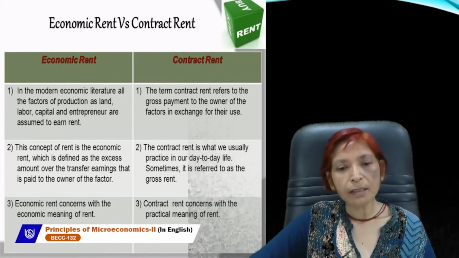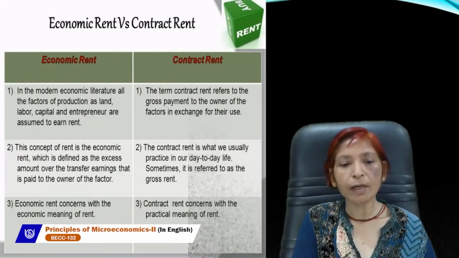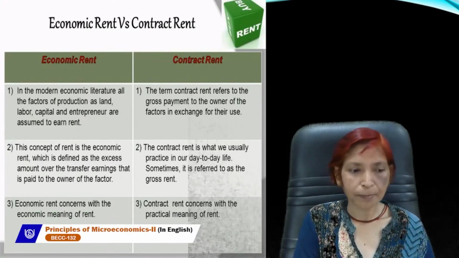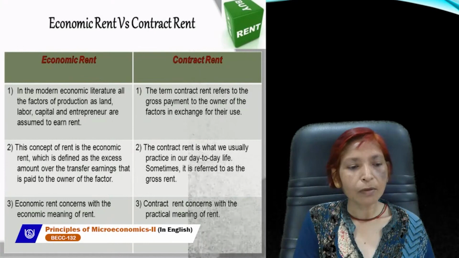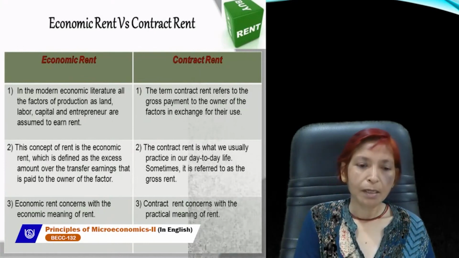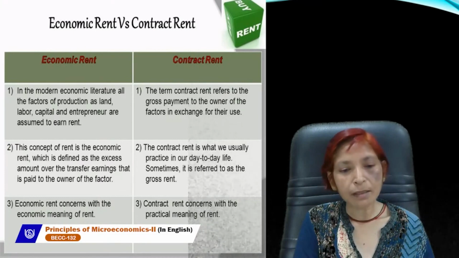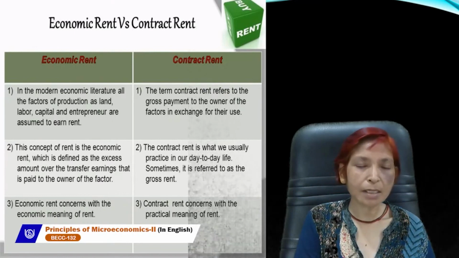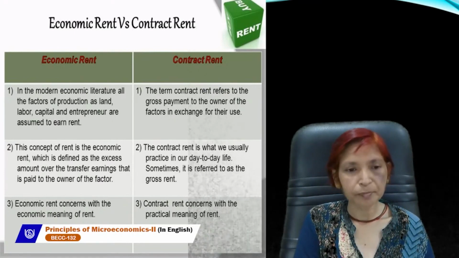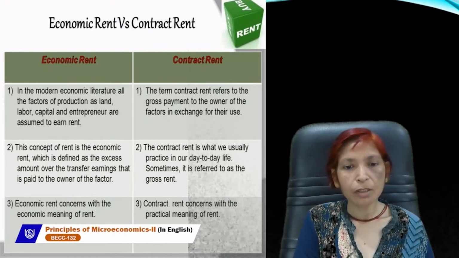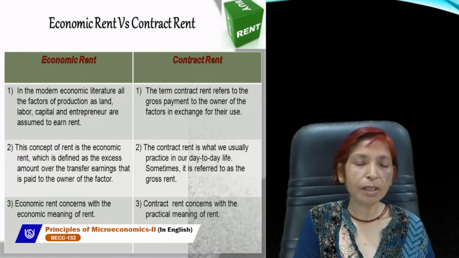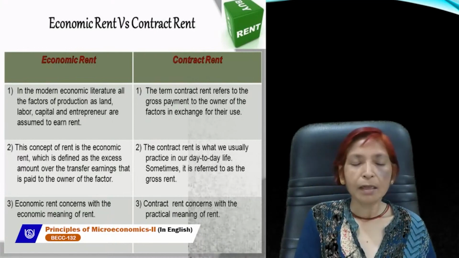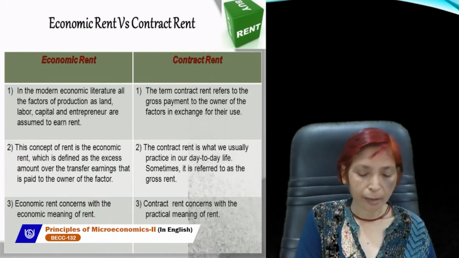And contract rent is what we usually practice in our day-to-day life. Sometimes it is referred to as gross rent. Economic rent concerns the economic meaning of rent, and contract rent concerns the practical meaning of rent. So this is the basic difference between economic rent and contract rent. Contract rent is a gross payment to the owner of the factor in exchange for their use. But economic rent is calculated by subtracting transfer earning from actual earning.